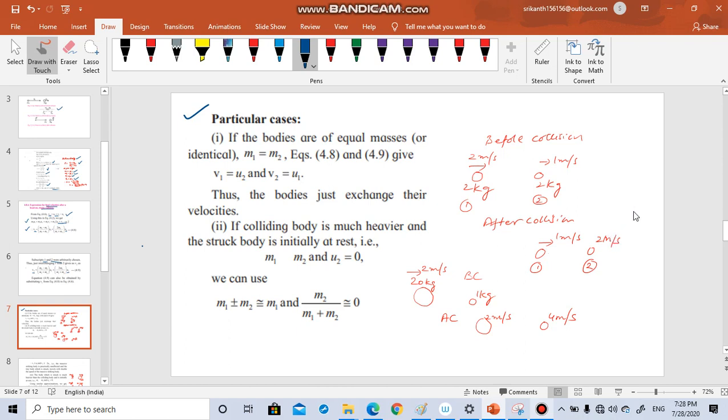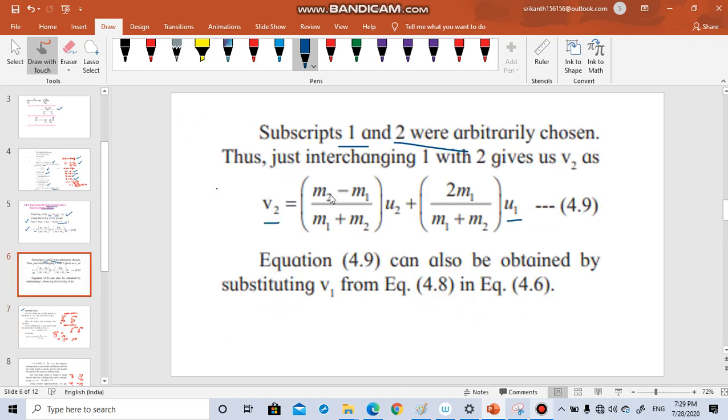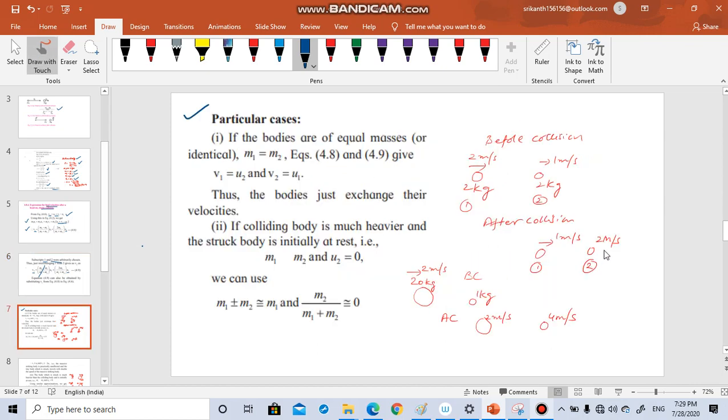This is a special case. You have to remember that. Why does it happen like that? If m1 is equal to m2, you come to this equation and this term becomes 0, this term becomes 0. You are left with only this term. Let us say m1 is equal to m2 is equal to m. So this becomes 2m by 2m, which becomes 1. So v2 becomes equal to u1.